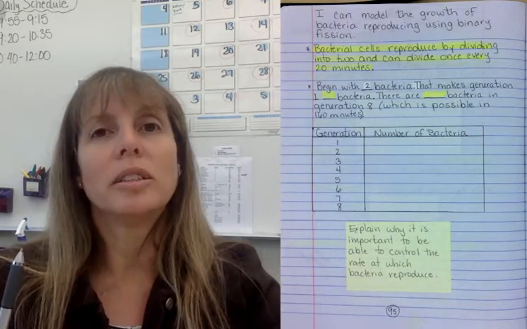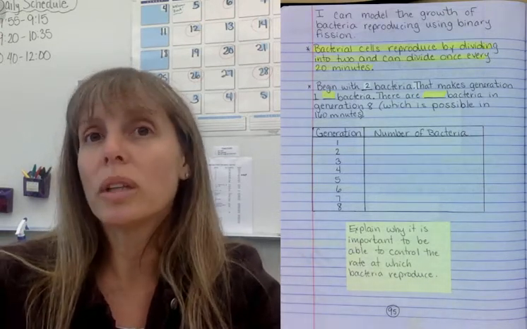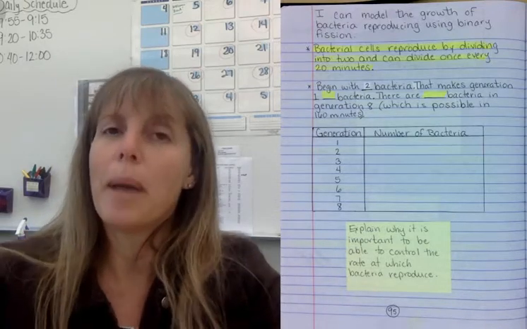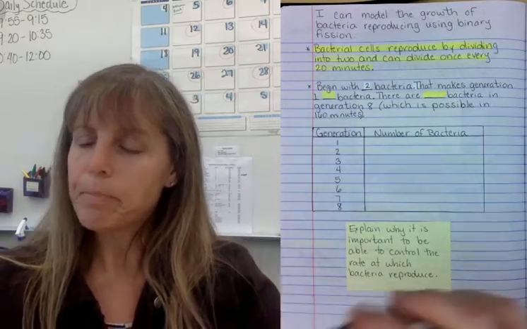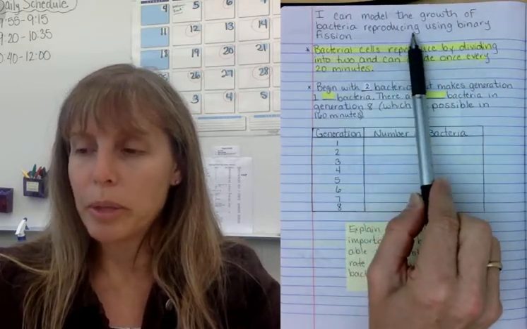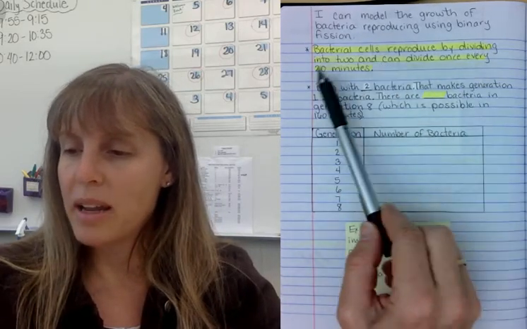So it's because the bacteria have repopulated so quickly that your body couldn't fight them off fast enough. But eventually your body catches up, and hopefully you heal from those things. So what you're going to do in the lab is model the growth of bacteria reproducing using binary fission. And what bacterial cells do is they reproduce by dividing into 2.